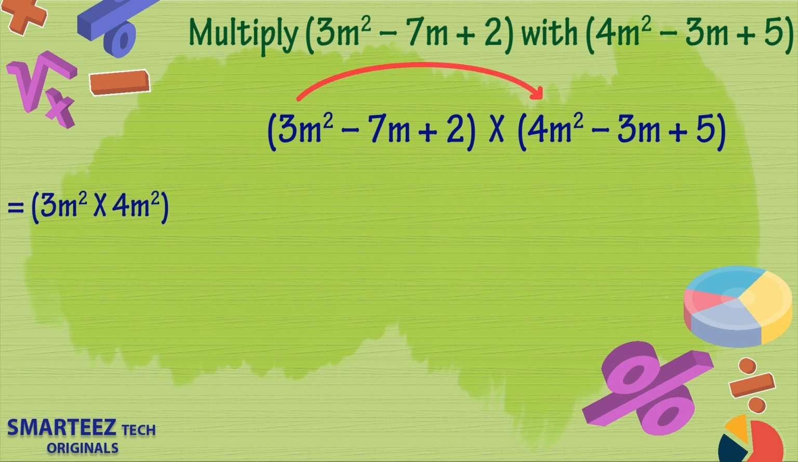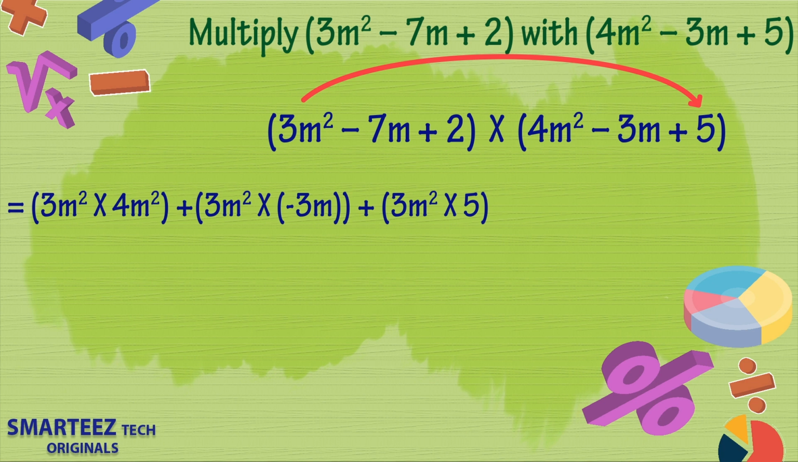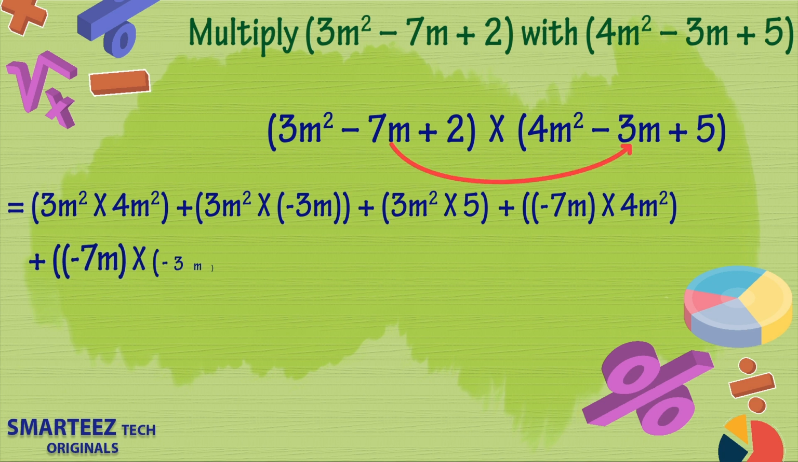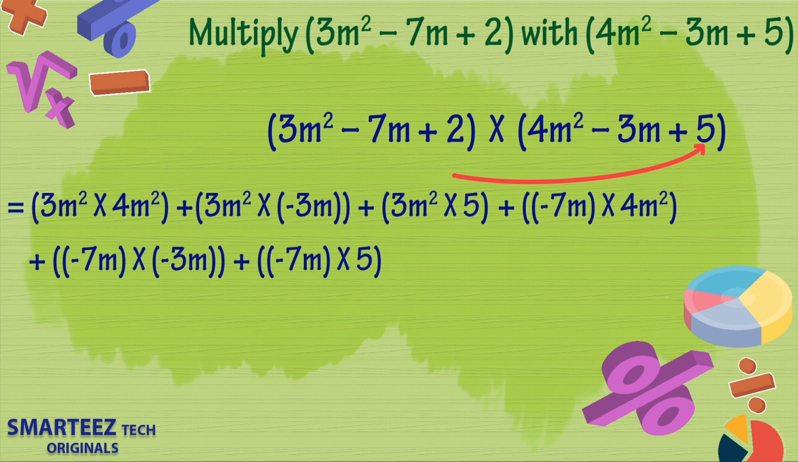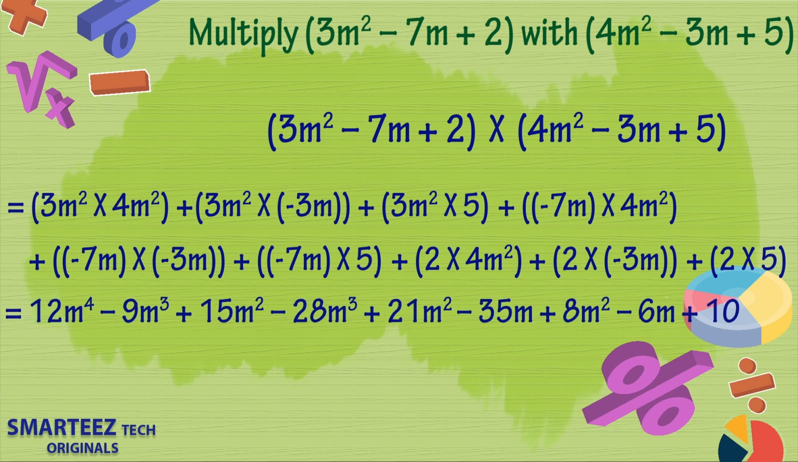That's 3m squared times 4m squared plus 3m squared times negative 3m plus 3m squared times 5 plus negative 7m times 4m squared plus negative 7m times negative 3m plus negative 7m times 5 plus 2 times 4m squared plus 2 times negative 3m plus 2 times 5, which equals 12m to the power 4 minus 9m cubed plus 15m squared minus 28m cubed plus 21m squared minus 35m plus 8m squared minus 6m plus 10.